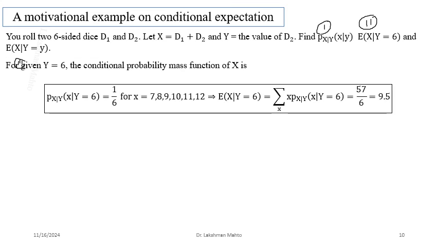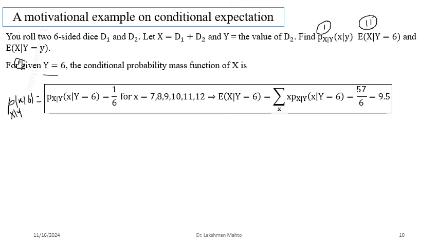The computation follows this way. For given y equal to 6, first we can compute the probability mass function of x given 6. I should write it here: the conditional probability mass function of x given 6. But remember that this 6 is not from the first dice, it is from the second dice. You should keep that little bit of information in mind, because it is actually x given y. That's why we are writing all this.